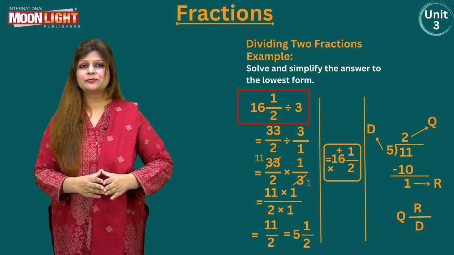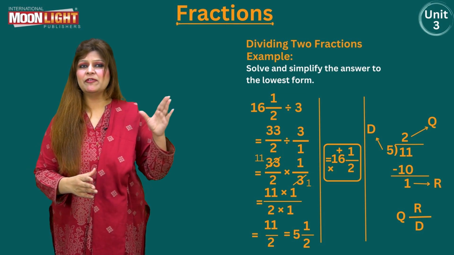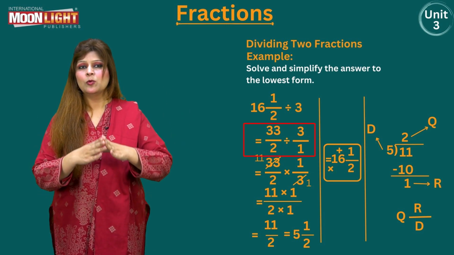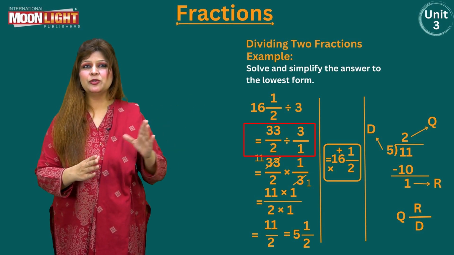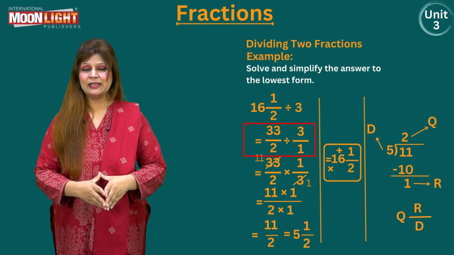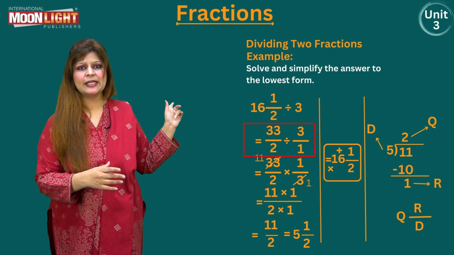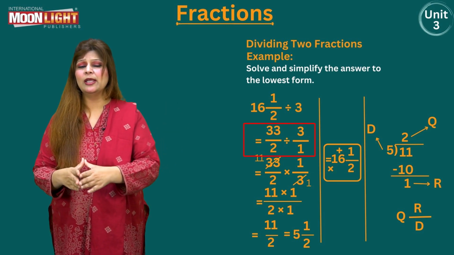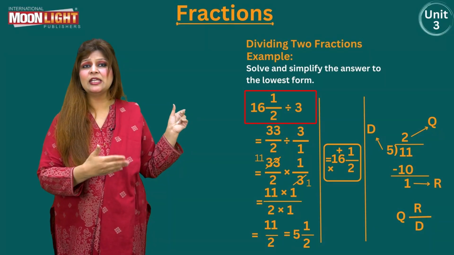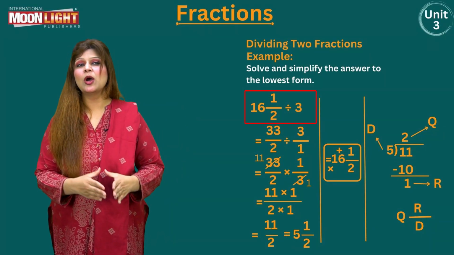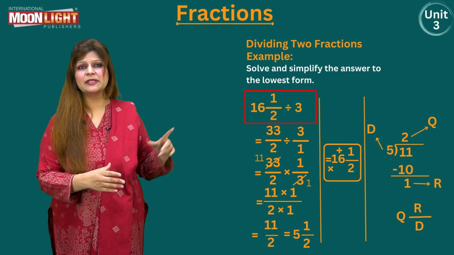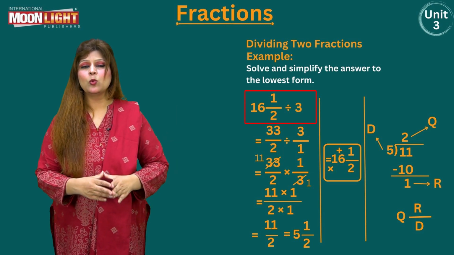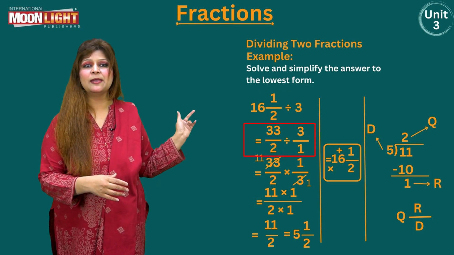The first thing I told you is that whenever we change the division symbol into a multiplication symbol, the second fraction will switch its numerator into denominator and denominator into numerator. First step: we write the mixed number 16 whole 1 by 2 as an improper fraction. 16 multiplied by 2 is 32. 32 plus 1 is 33. So 33 by 2 is the improper fraction.